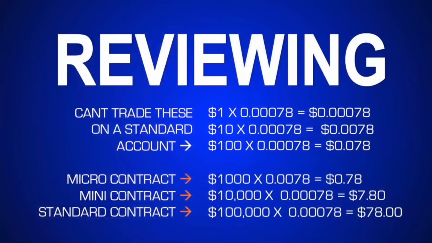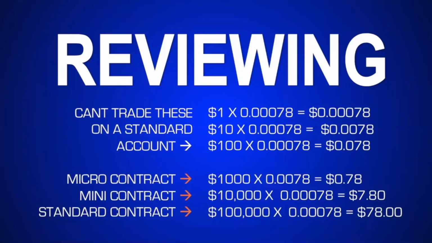So now that we know what types of contracts are which, let's go back to our scenario where you made 7 pips out of the market, okay? When you look here, remember, on a standard account, you cannot trade anything less than $1,000. Why? Because you're going to be making pennies, and after that, you're not going to be making really anything. So that's why there's only these standard contracts, such as micro, mini, and standard.